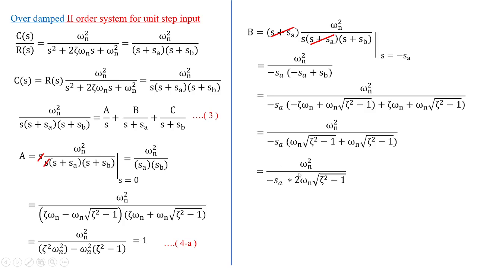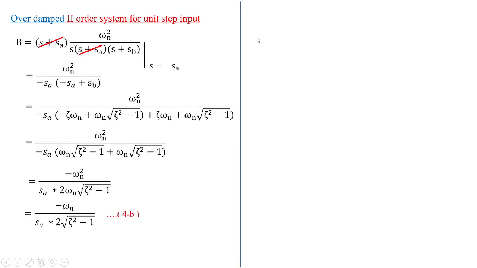Then I am left with the value of B, which here is obtained to be omega n by minus sa into 2 times zeta square minus 1. This I am referring to as equation 4b. 4a is the value of A, 4b is the value of B.